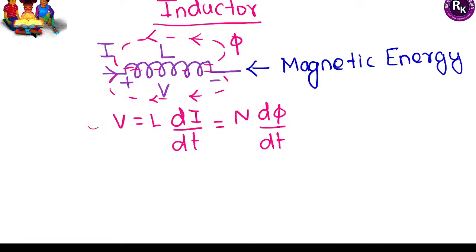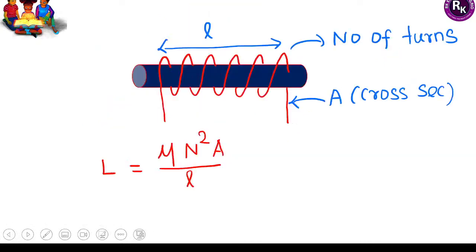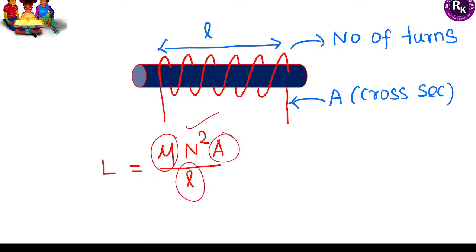We know the inductor relation V equals L into di by dt. It can also be written as N into d phi by dt. And the energy stored in the inductor is simply called magnetic energy. And the next thing is, if you are defining the inductor in terms of its physical parameters, it is permeability into N squared, where N is the number of turns, times the cross-sectional area divided by the total length of the coil. That will be the alternative formula to calculate the inductance offered by the coil.